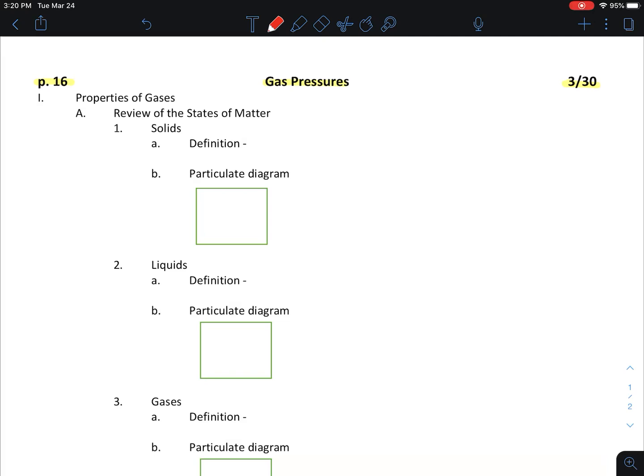So our first type of matter is a solid. Our definition of a solid is one that has a definite shape and volume. So remember, it's something that has a definite shape and volume, so it doesn't change. If I draw a particulate diagram, we've got some circles. They're taking their own shape. They don't take the shape of the container, and so on.